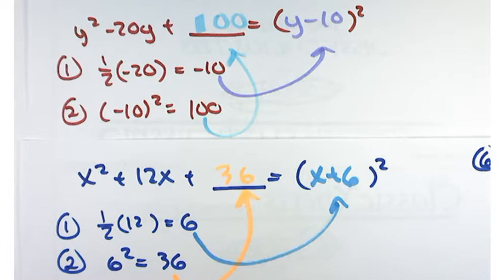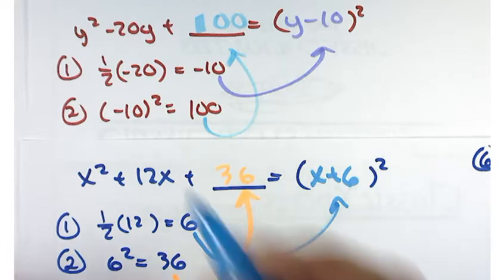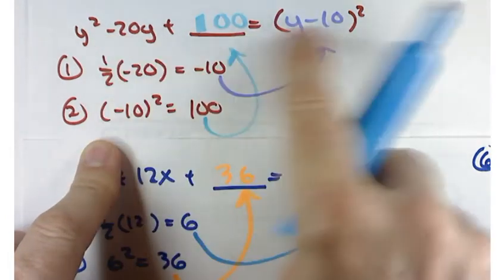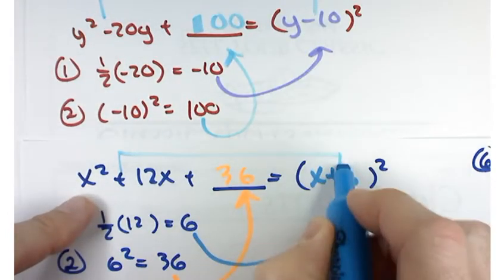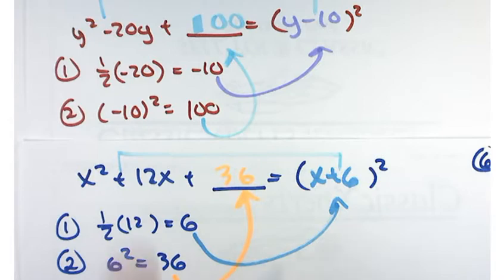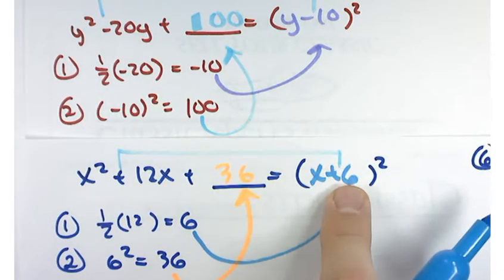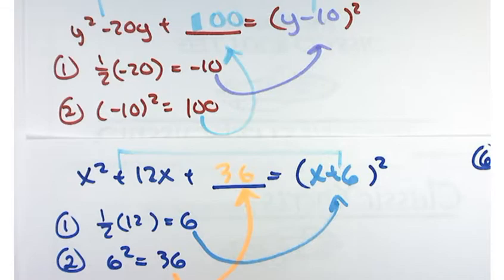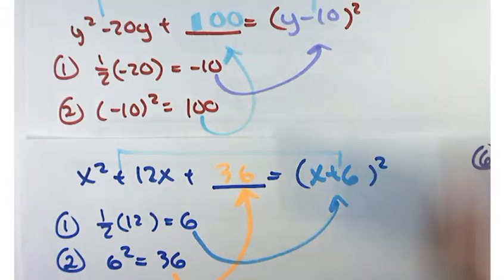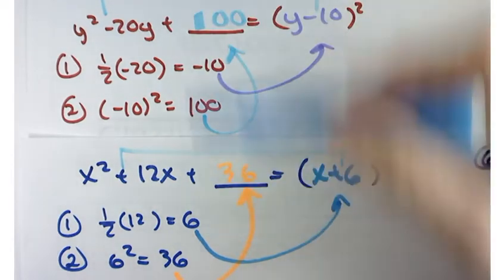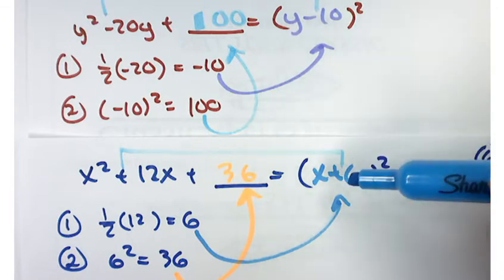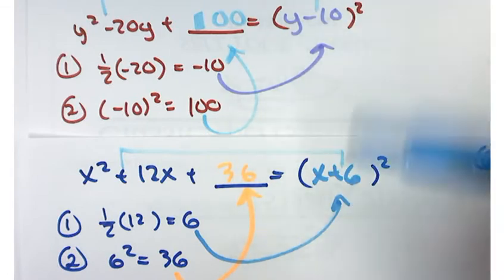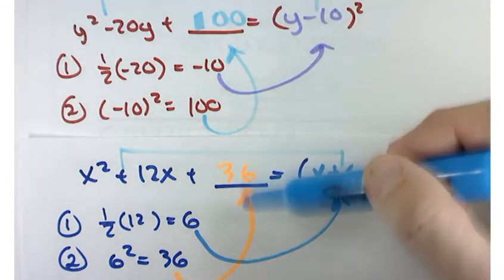There's a little similarity here between the signs. This sign and this sign are the same. This sign and this sign are the same. So the sign in front of your middle term and the sign in your binomial should always match. Always. And this one is always going to be positive. Why does it always have to be positive? Because it's going to be the result of a negative 10 times a negative 10 or a positive 6 times a positive 6. But you're squaring this, and when you square something, you're going to get something positive.